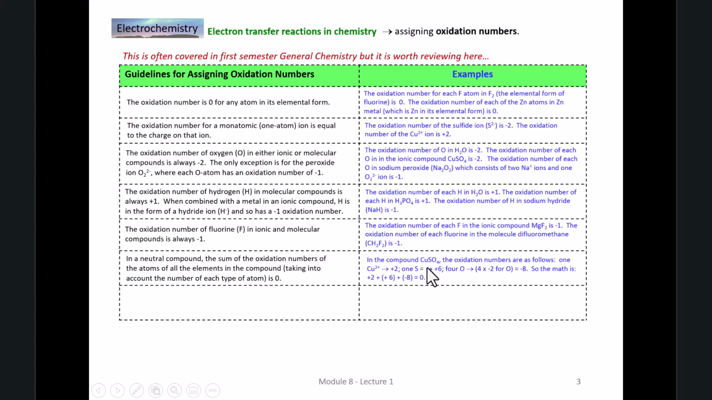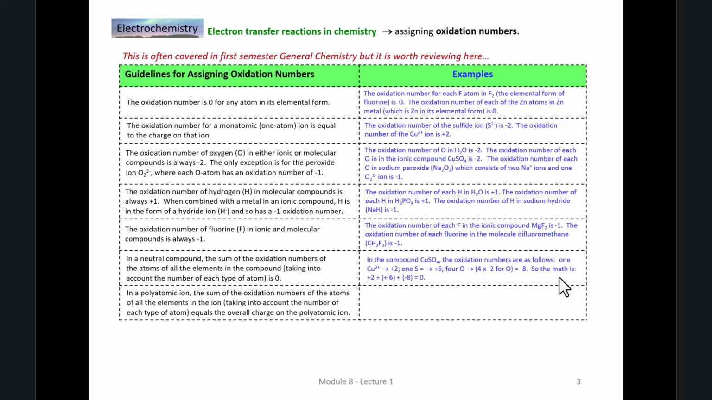is that we know copper 2 plus was +2 because of an earlier guideline. We know that each oxygen was -2 because of an earlier guideline. And if all the oxidation numbers have to add up to 0, then we know sulfur would have to be a +6 to get the math to work out correctly. Let's go on to the final guideline here.